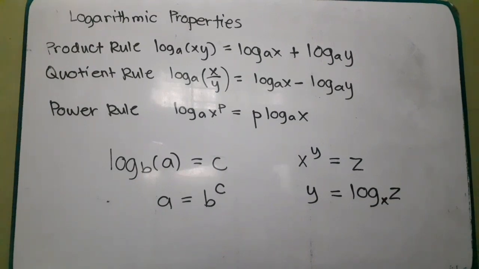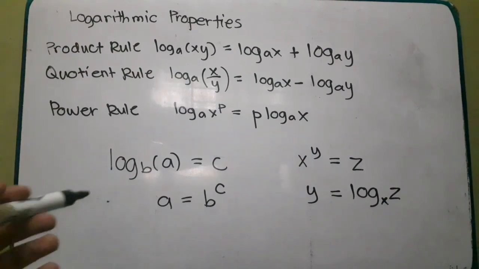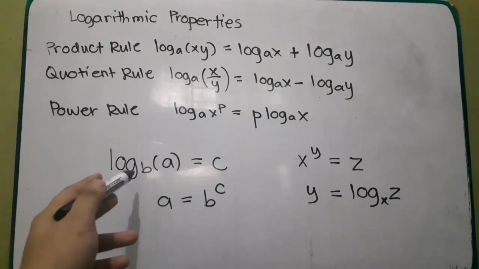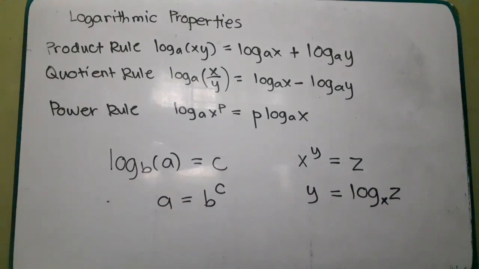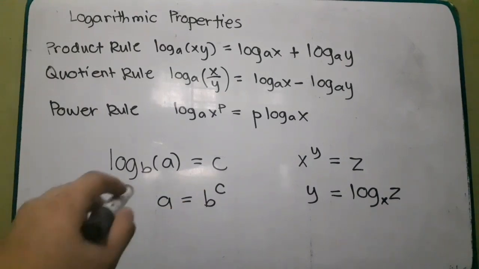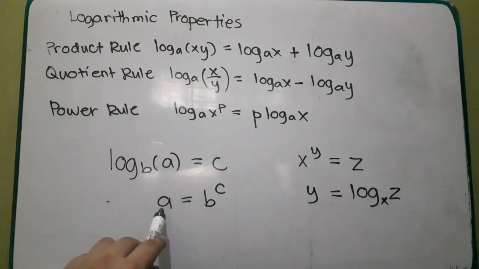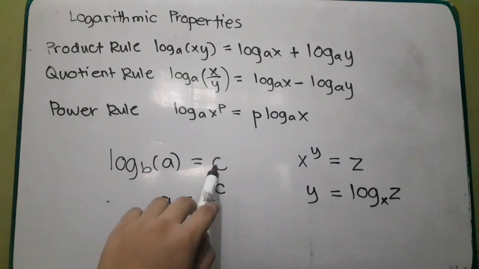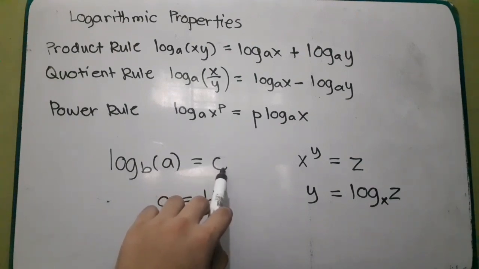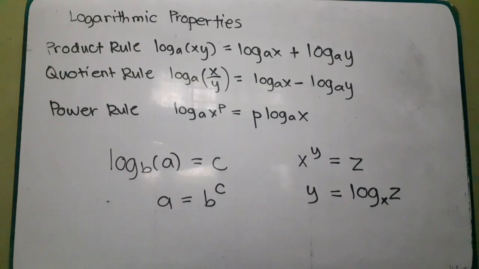Next is how to rewrite a logarithm function to an exponential function. So we have here the logarithm of a base b is equal to c. To rewrite that into an exponential equation, this is your a here, and this is your base here, then the c, which is equal, is your exponent. So in exponential form, a is equal to b to the power of c.